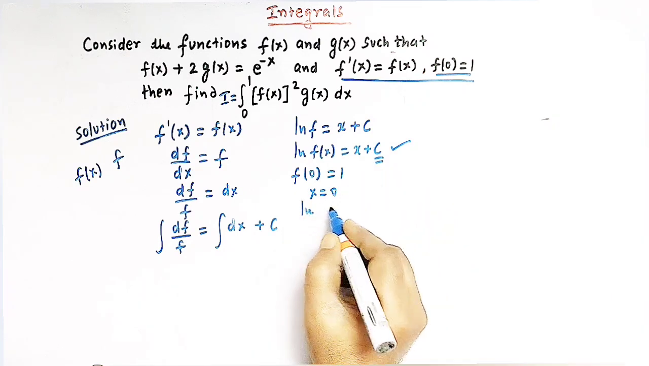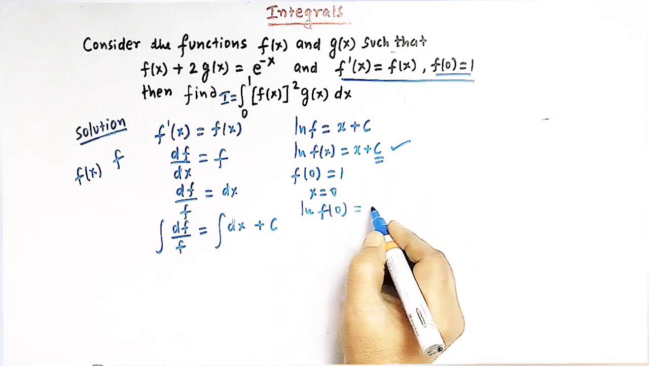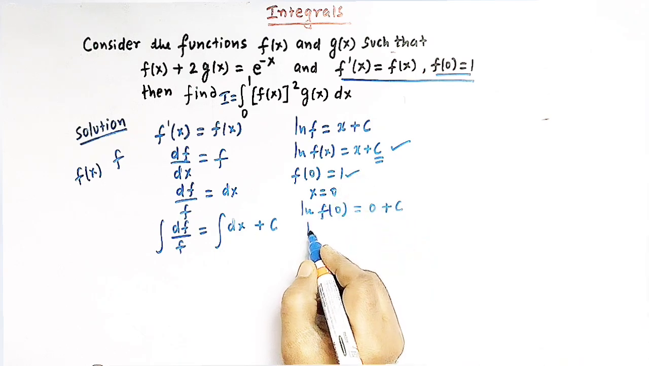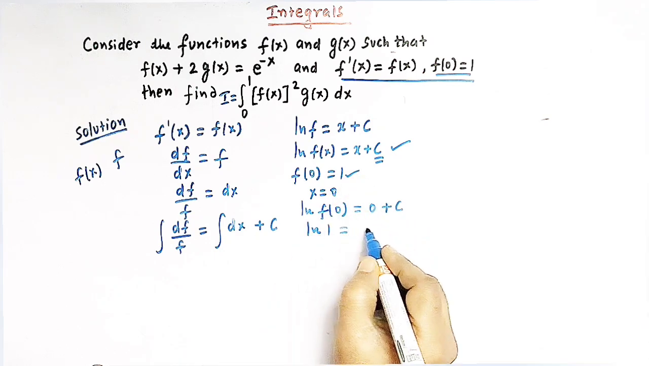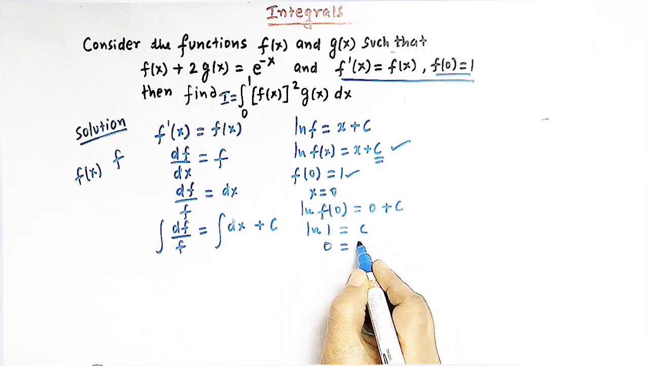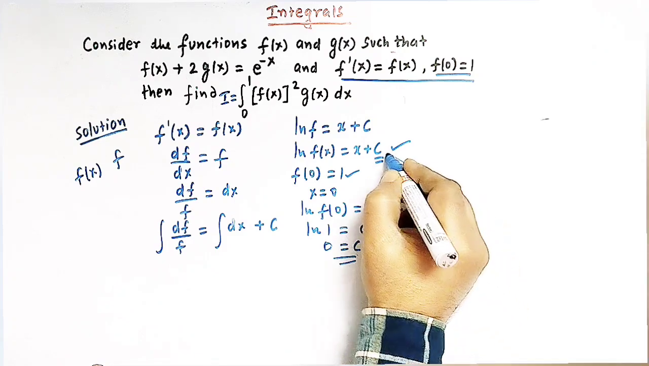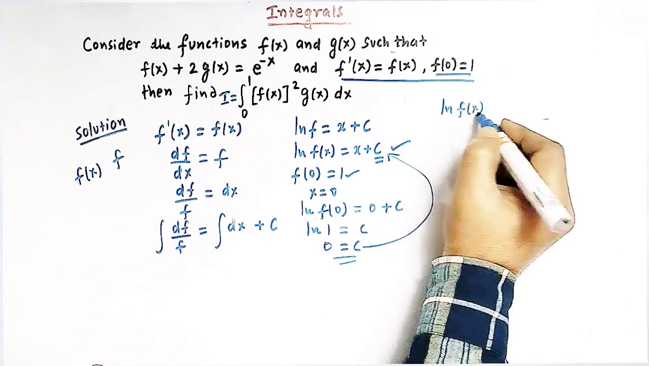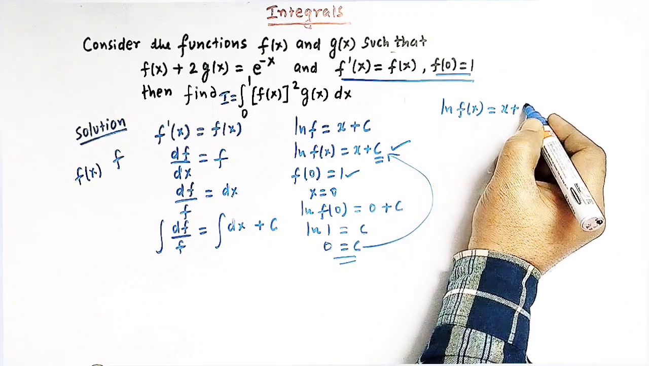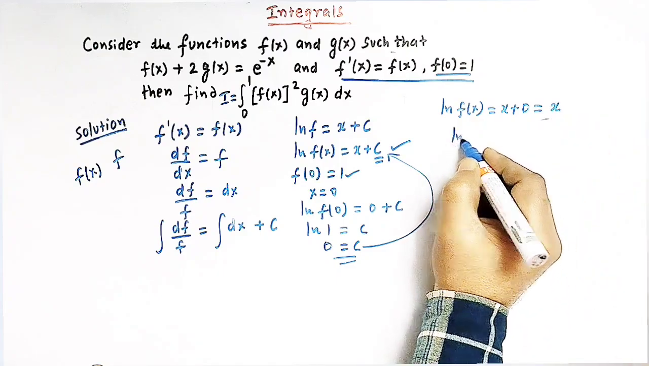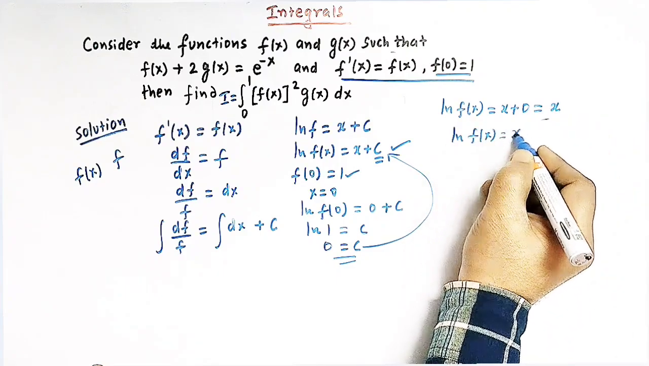So we have natural log of f of 0 is equal to 0 plus c, and f of 0 is 1. So we have log of 1 is equal to c, and log of 1 is 0, so the value of c is equal to 0. Let us substitute this value in this equation. We have natural log of f of x is equal to x plus 0, that is simply x.